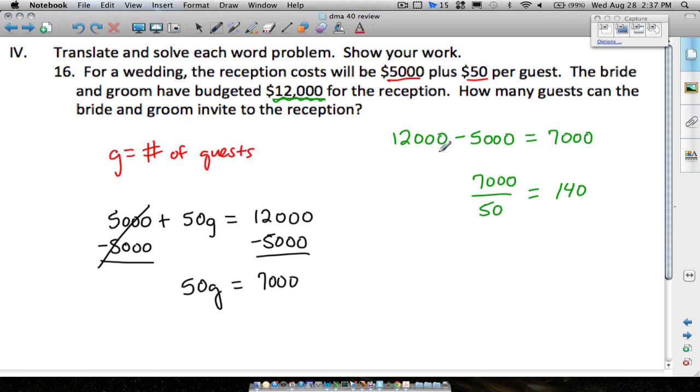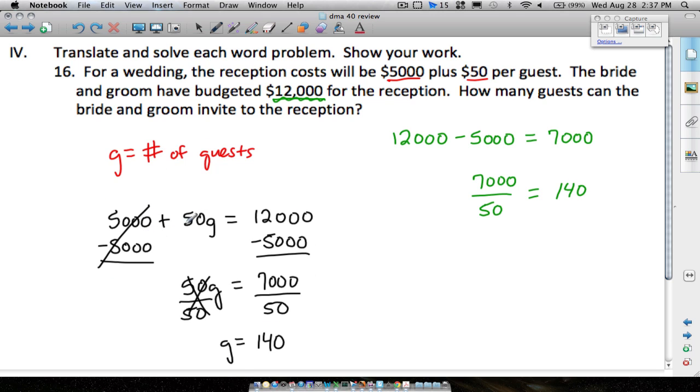Maybe you're already noticing this looks familiar. Notice up here, we took the $12,000, subtract $5,000 to get $7,000. That's exactly what we have there. To finish this equation off, we divide both sides by 50 to get G by itself. The 50s cancel, and you have G equals, well, 7,000 divided by 50. We did it right here. We get 140. This is the approach I want you to take on the module exam.